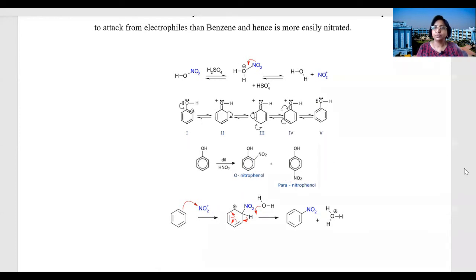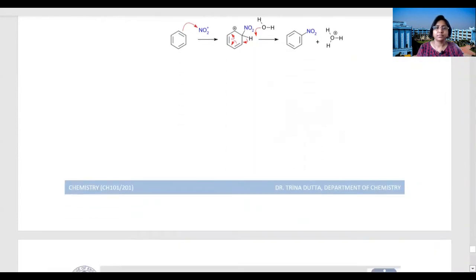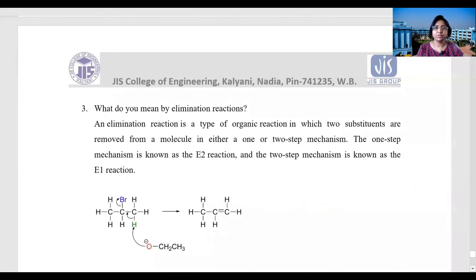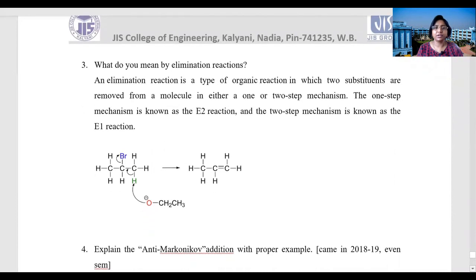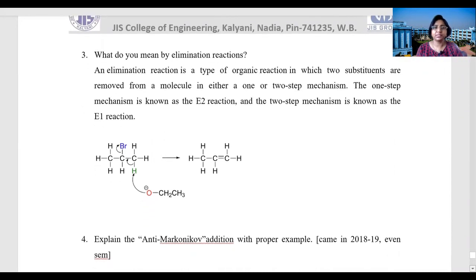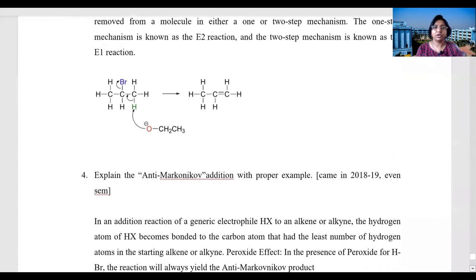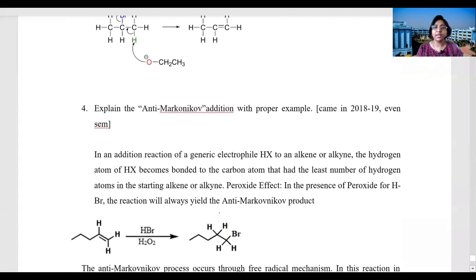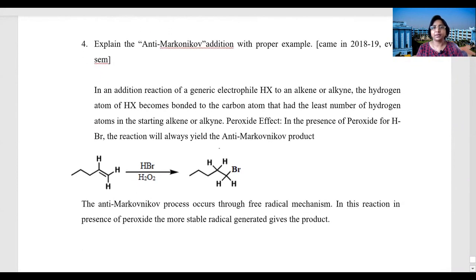So now, what is the next question? What do you mean by elimination reaction? There is nothing to discuss about that because throughout my lecture I have discussed it. Explain the anti-Markovnikov addition with proper example, which came in the 18-19 even semester examination. I have already discussed it with lots of examples and lots of diagrams. So I hope that you are very clear about today's topic.